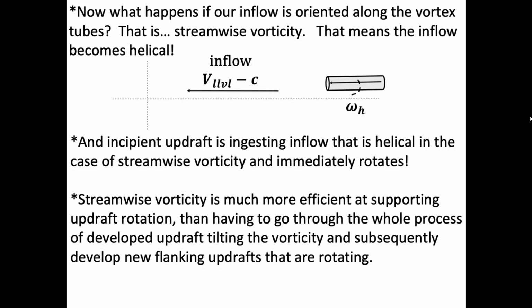So streamwise vorticity is much more efficient at supporting updraft rotation than having to go through the whole process of that initial updraft that's not rotating, but tilts vorticity into the vertical, and then new updrafts form, and then they rotate as they align with the now tilted vertical vorticity. With crosswise vorticity, that's less efficient. With streamwise vorticity, that's much more efficient.